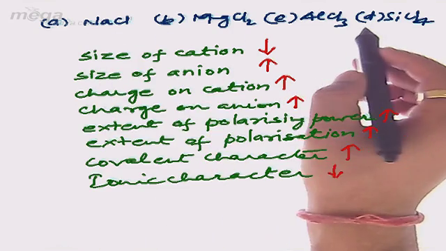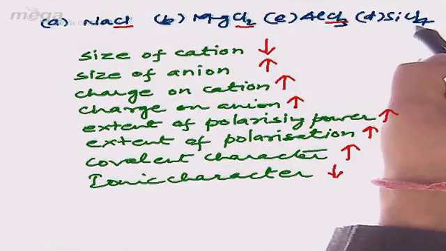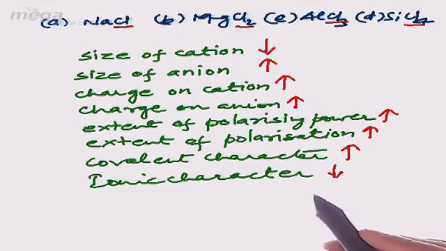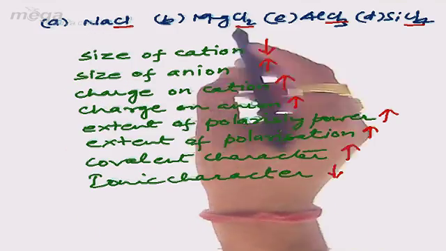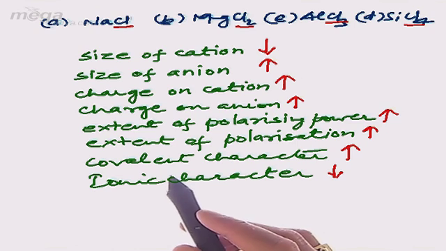Now in this question again we find, like in the previous question, that in all the four the anionic part is common, that is chloride ion. The difference is only in the cationic part in the four compounds. Like in the first we have sodium, in the second we have magnesium, in the third we have aluminium, and in the fourth we have silicon.